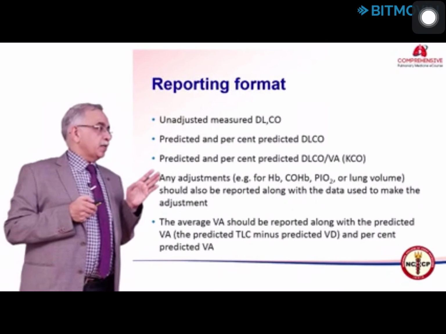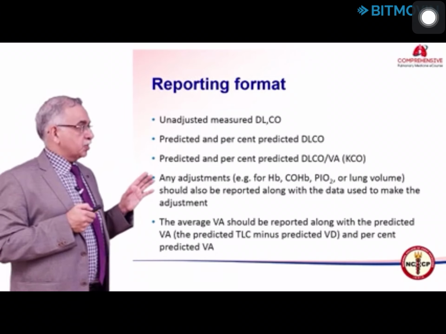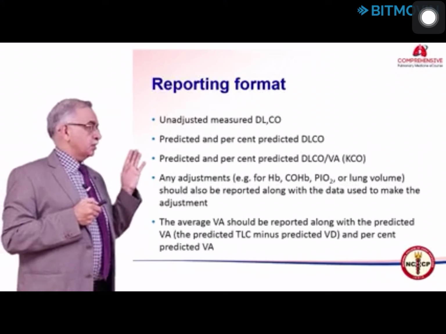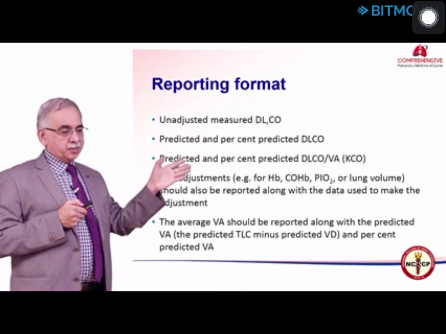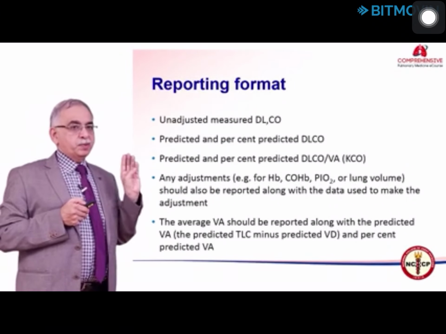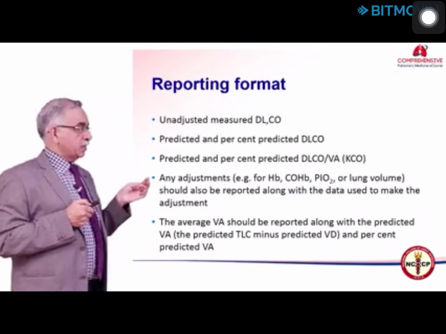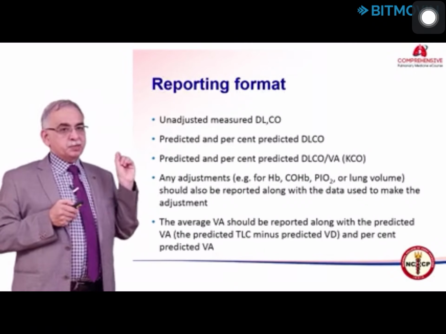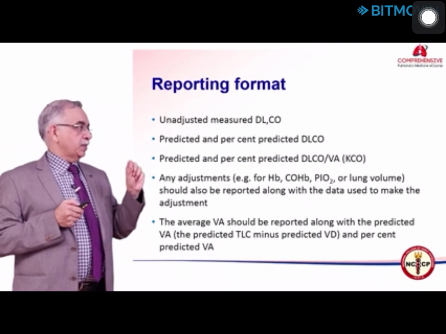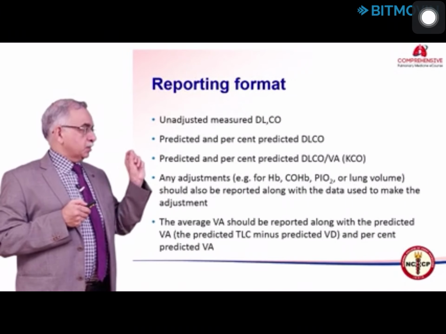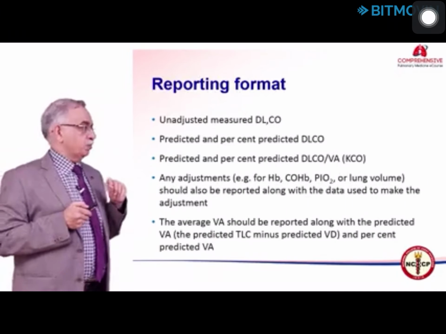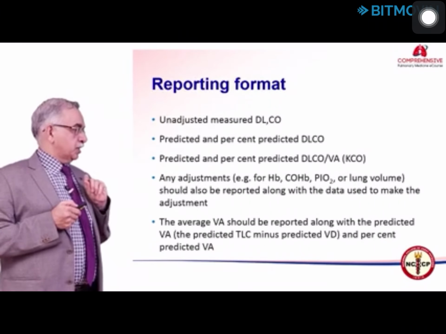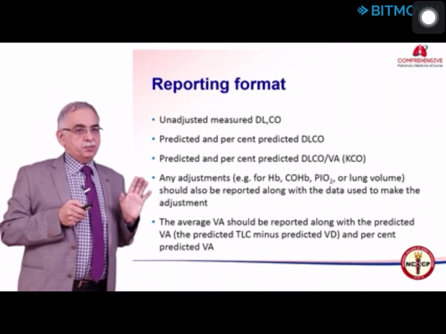The reporting format is standardized. There is an unadjusted or uncorrected DLCO, then it is corrected applying the correction formulas for hemoglobin, altitude and carbon monoxide. Then the predicted and the percent predicted of DLCO, predicted and percent predicted of DLCO by VA. Then the adjustments which are done for the hemoglobin and carbon monoxide. The inspired volume VI is also measured. So, all these are given in the report.